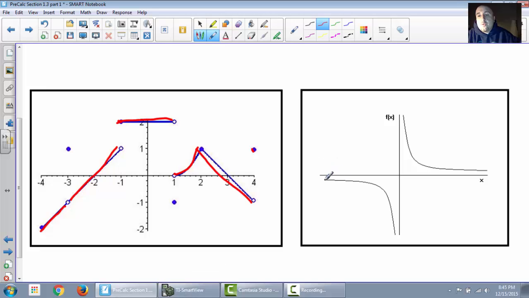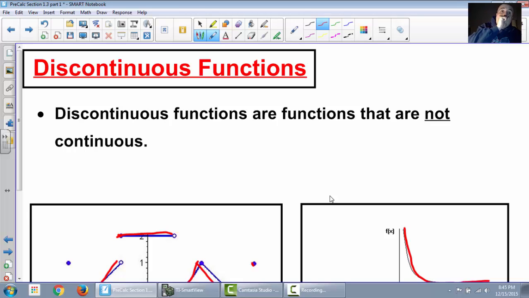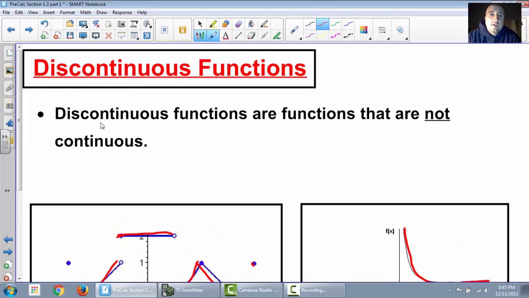Same thing with the one on the right here. This function has 2 parts: one in the 3rd quadrant, and then I would have to lift my pencil to get to the 1st quadrant over here. So both of these are examples of discontinuous functions. Continuous functions have no breaks, gaps, or holes. Discontinuous functions can have breaks, gaps, holes, asymptotes, all sorts of things. That's the difference.